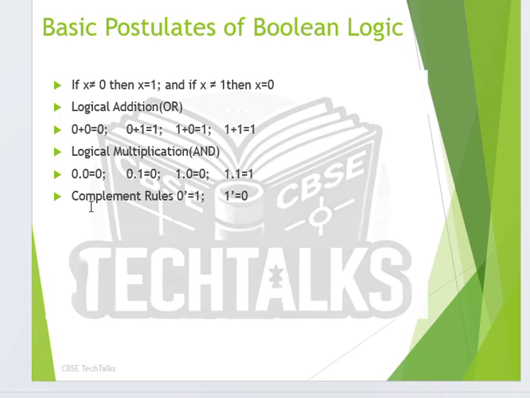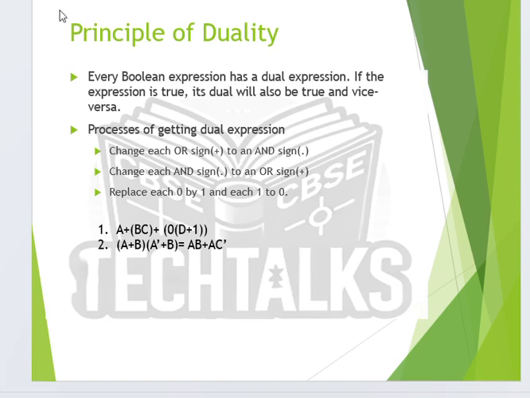And the last one is the complementary rule. If the input is 0, the complement of 0 is 1. If the input is 1, the complement of 1 is 0. So these are the basic postulates of Boolean algebra. Principle of duality. Now what is the principle of duality?